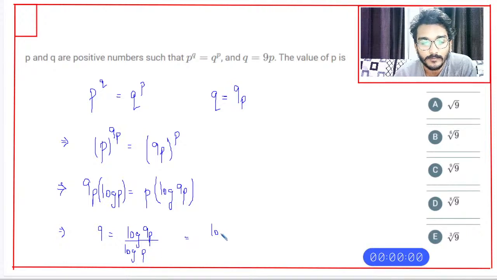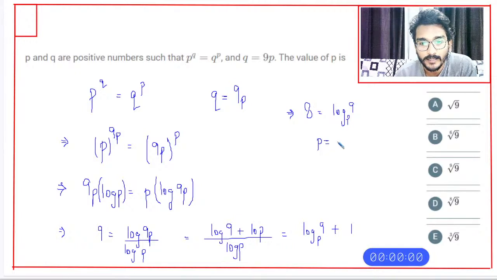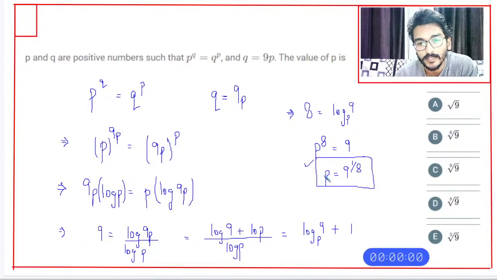I can rewrite this thing. It is log 9 plus log p, fundamental of log I have applied, divided by log p. Now I can rewrite this as log 9 base p plus 1. So the next step would be, I'll take this 1 on the left hand side. It would be 8 equals log 9 base p. So p equals 9 raised to the power 1 by 8. You can say this also, that p raised to the power 8 equals 9. So p equals 9 raised to the power 1 by 8. This is a very good question based on log, and that's our answer.